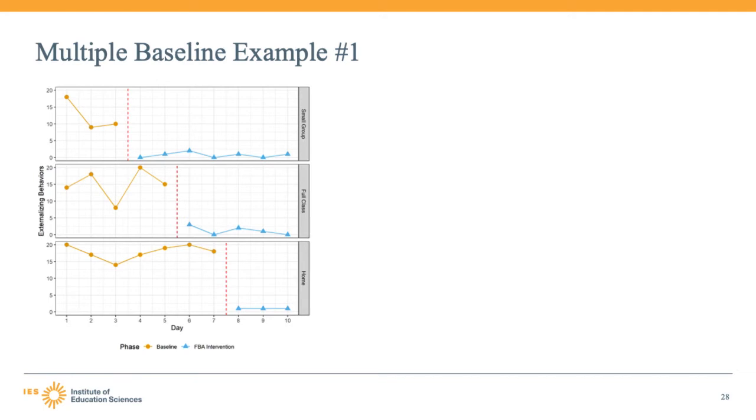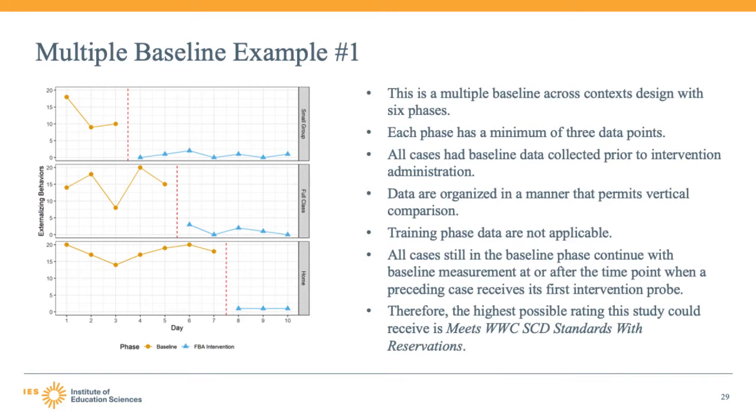Let us look at several examples and apply the 3 demonstrations criterion and the 4 additional multiple baseline or multiple probe criteria. This figure displays findings from a multiple baseline across context design that included 6 phases, 1 baseline phase and 1 treatment phase per case, and a minimum of 3 data points per phase. If we then assess the 4 additional multiple baseline or multiple probe criteria, we see that first, baseline data were collected in the baseline phase for each case prior to any case receiving the intervention. Case 1 had 3 data points in the baseline phase, Case 2 had 5 data points in the baseline phase, and Case 3 had 7 data points in the baseline phase.